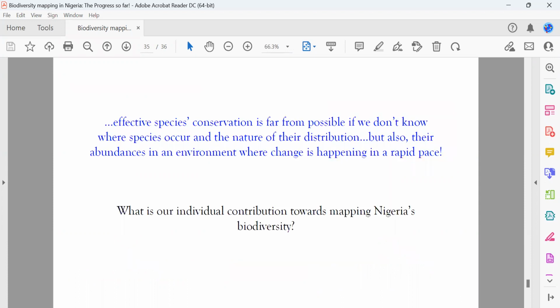So finally, effective species conservation is far from possible if we don't know where species occur and the nature of their distribution, but also their abundances, in an environment where change is happening at a rapid pace in Nigeria. So we all ask ourselves, what is our individual contribution towards mapping Nigeria's biodiversity?